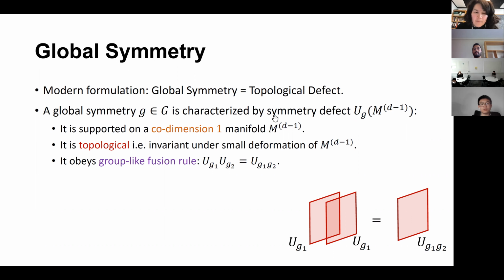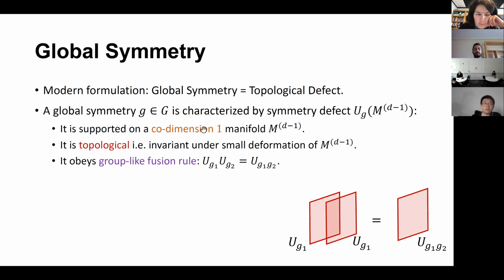These symmetry defects in general have three properties. First of all, it is supported on a codimension-one manifold. In common practice, we will just take this codimension-one manifold to be space, and then this will define the usual unitary symmetry operator that acts on the Hilbert space. But since we're dealing with relativistic quantum field theory, we can consider a more general codimension-one manifold. The symmetry defect is topological in the sense that it is invariant under small deformations of the manifold M. So we can deform the manifold whatever way we want, as long as we don't cross any local operator.